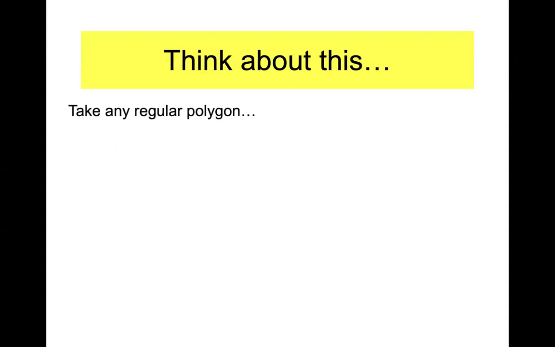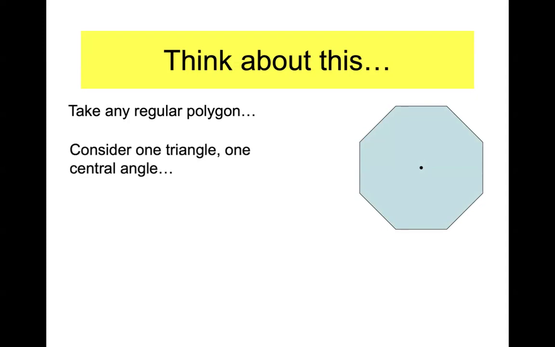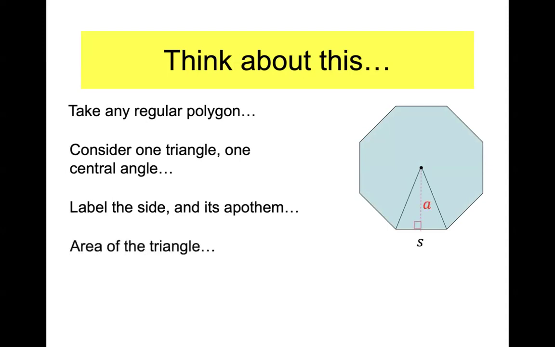All right, so think about this. If I take any regular polygon, there's a regular octagon right there, and I consider one of those triangles formed by the central angle. So there's the central angle. Remember, the central angle: connect two adjacent vertices of the regular polygon to the center, and you make a triangle. Okay, so consider one of those triangles right there. I'm going to label the side S and the apothem A. And I calculate the area of that triangle. Well, the area of a triangle is 1/2 base times height, or base times height divided by 2. Hey, look, the apothem is also the height of that triangle. So that would be SA divided by 2, or 1/2 SA.